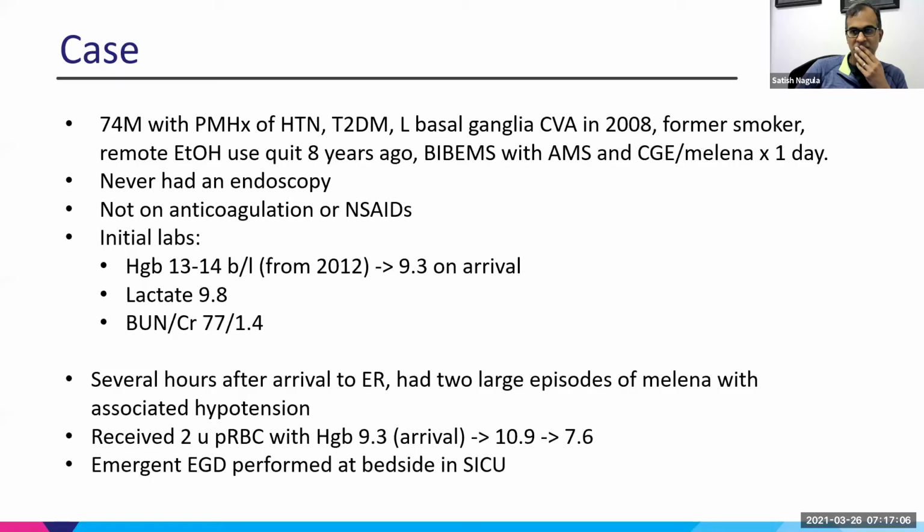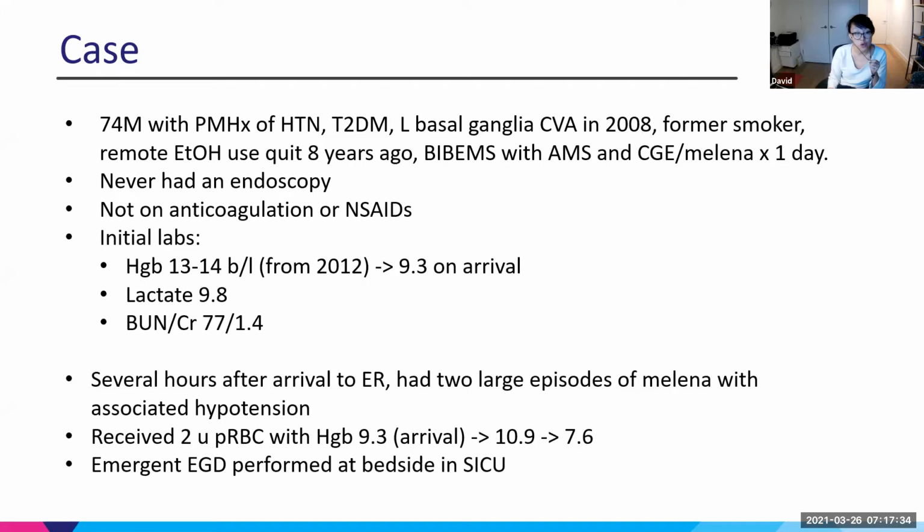All right, so today I'm presenting a case involving a 74-year-old male with a past medical history of diabetes, hypertension. He's had a stroke in the past as well, a remote alcohol use history. He was brought in by EMS with altered mental status, as well as 1 day of coffee ground emesis and melena. According to his daughter, he has never had an endoscopy. He's not currently on anticoagulation or NSAIDs.